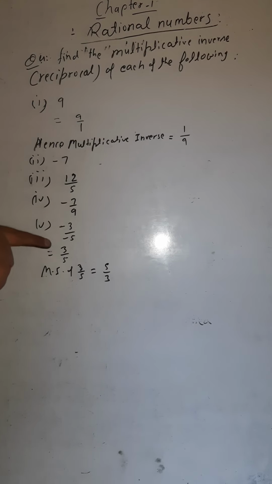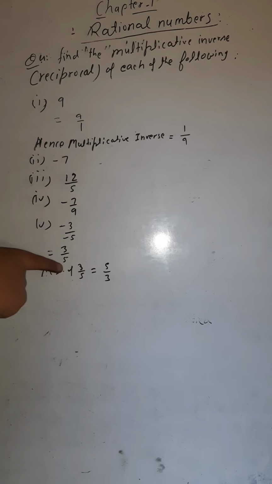Are you getting this? Because both are negative integers, you can cancel them. So this has now become 3 by 5. You have to find the multiplicative inverse of 3 by 5 now. So 5 would go up, 3 would come down. So 5 by 3 would be the answer. Okay, so this was the 5th question.